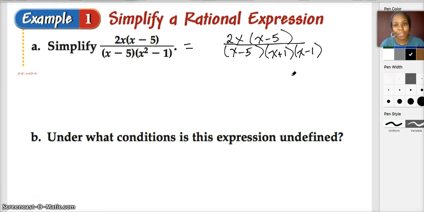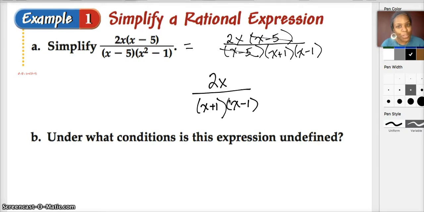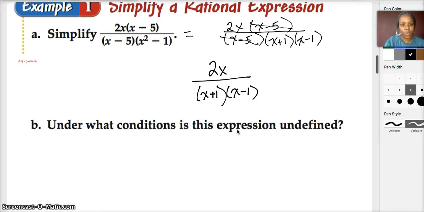So now that we have everything factored, we can cancel. We can cancel out x minus 5 in the numerator and the denominator, and we can't cancel anything else. We cannot cancel the x's, though some of you might want to try that. We can't do it because the x in this case isn't being multiplied. It's not one of the factors. So our final answer can be written in the following way, where 2x is divided by x plus 1, x minus 1.